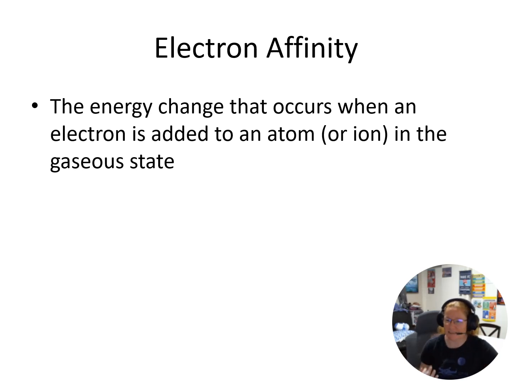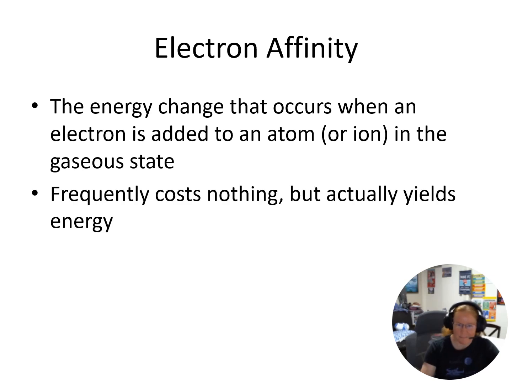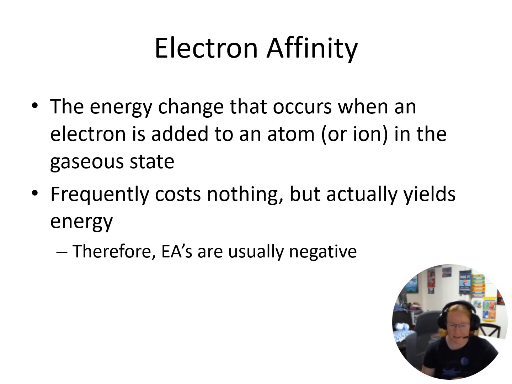Now, because this is usually favorable, a lot of times it's not going to cost any energy, but we'll get energy from it. Again, most of the time, not always. All right. And so because of this, electron affinities are oftentimes negative. Now, here's the thing with electron affinity, though. This is a lot more complicated than ionization energy.